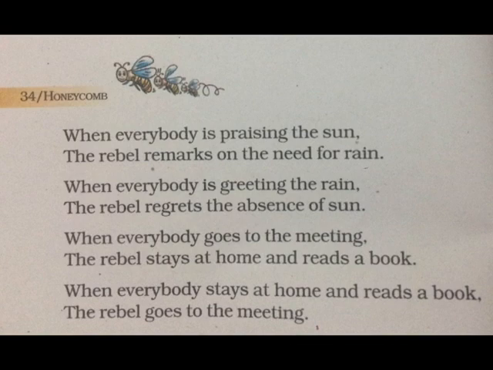The next one is when everybody goes to the meeting, the rebel stays at home and reads a book. When everybody stays at home and reads a book, the rebel goes to the meeting. What does it say? These lines further highlight that rebels are usually alone. Rebels are people who are usually all alone, for they prefer to tread a different path than others. So when others go to a meeting, they stay at home and read a book. When others stay at home, they go to the meeting.